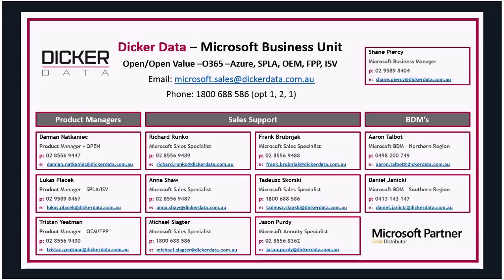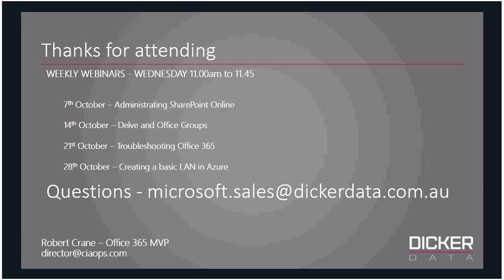Our agenda for upcoming webinars is going to be doing some admin of SharePoint Online. Then we'll do some Delve and Office 365 groups. We'll do some troubleshooting. And in October, we'll then dive into doing some basic LAN creation in Azure. So how do you create a basic LAN with a DC and a member server and a few other bits and pieces? What's the best practices around doing that?